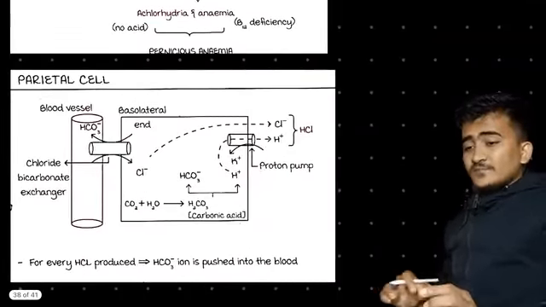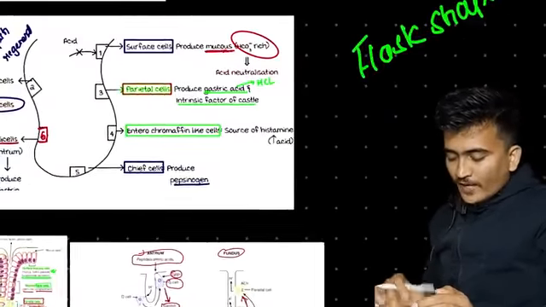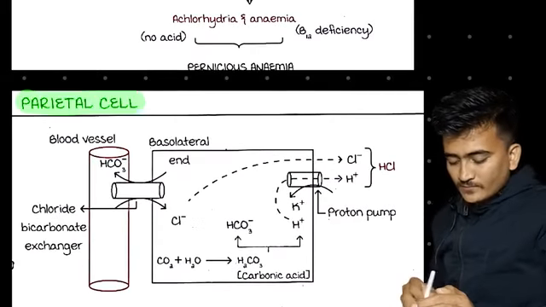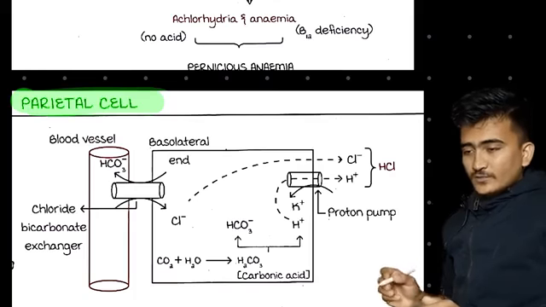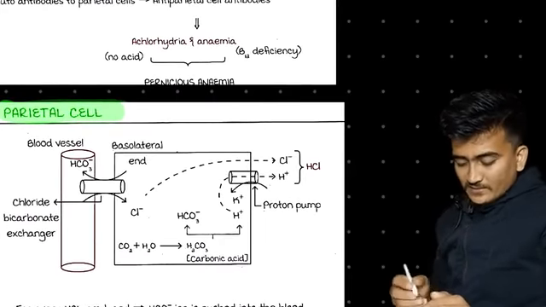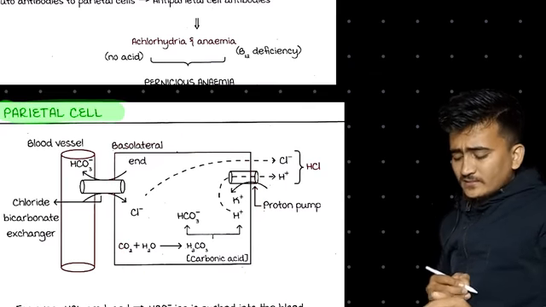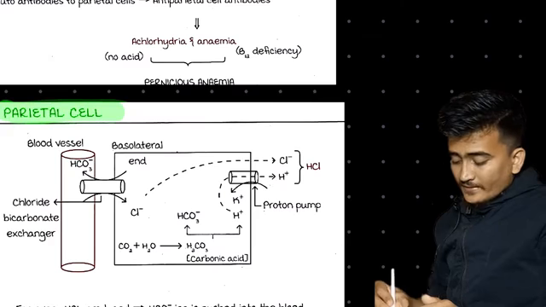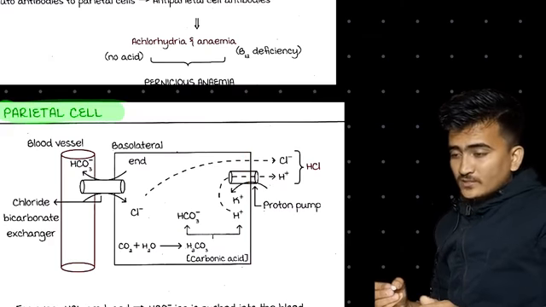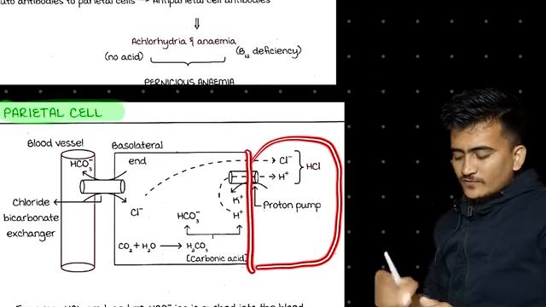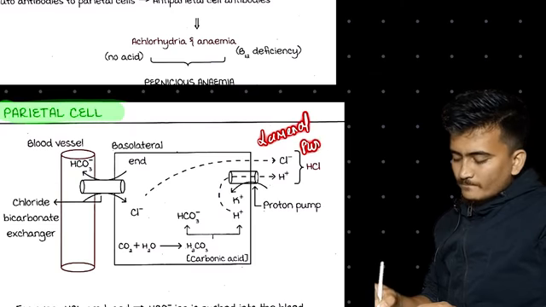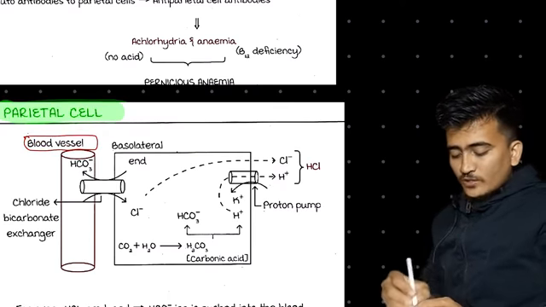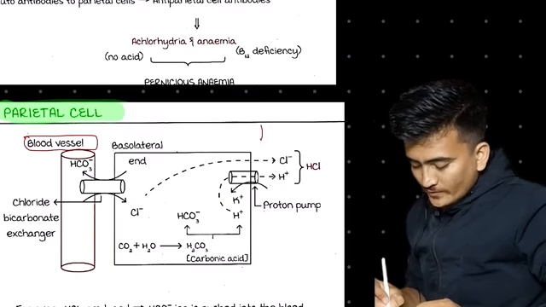As I had mentioned earlier, we are going to have a look at these parietal cells. Looking at the parietal cells, one end is near the blood vessels, and the other end is close to the luminal surface. So one end of the parietal cell is close to the blood vessel and the other end is close to the luminal surface.